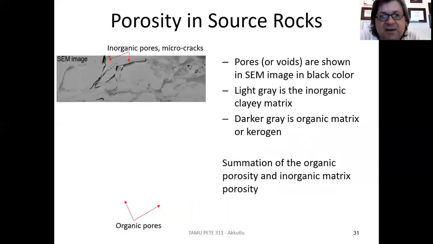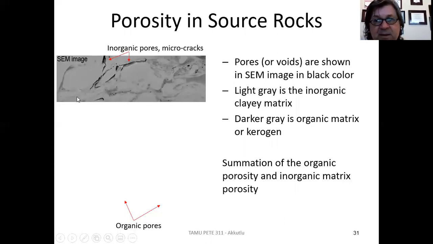So here's another type of rock. This is the porosity in a source rock, actually. I was talking about the source rock earlier in my previous lecture. This is a shale sample, actually. This is an unconventional rock. So it is mainly inorganic. You see the inorganic part as a light gray in the scanning electron microscopy image.